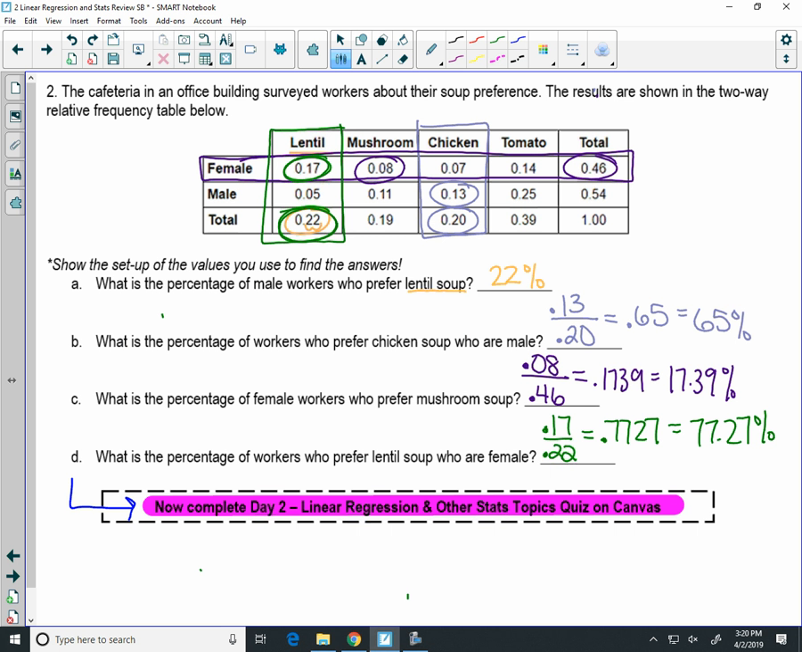So that is 0.7727. And there's your percent. All right, hopefully these are helpful. Go ahead and work on those practice quiz now.